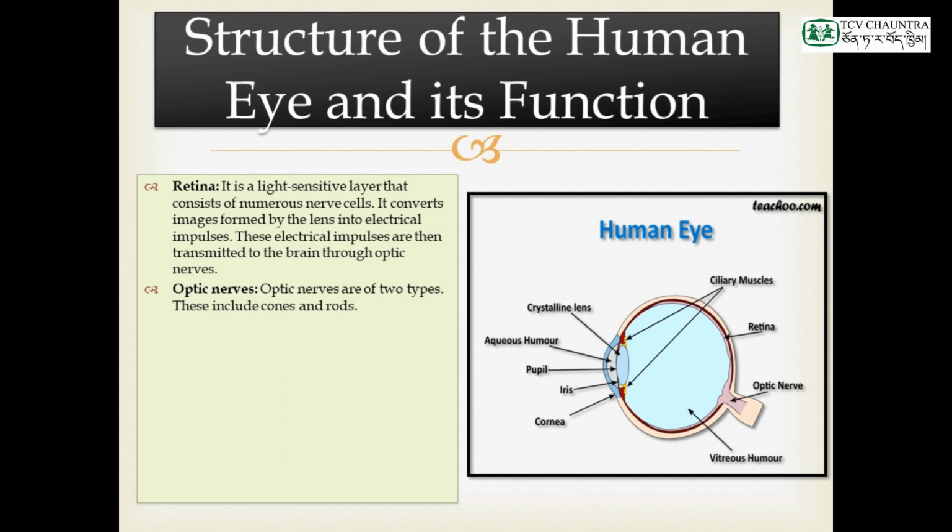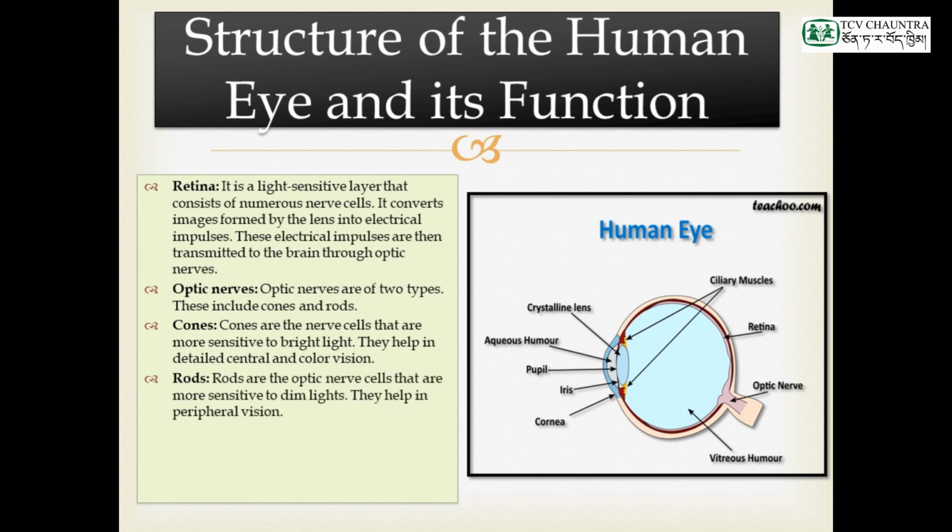In the retina there are two types, cone shape and rod shape. The cone is cone shaped and the rod is cylindrical in shape. The cone shaped optic nerves are more sensitive to bright light. It is the cone shaped cells that help in detailed central and color vision.